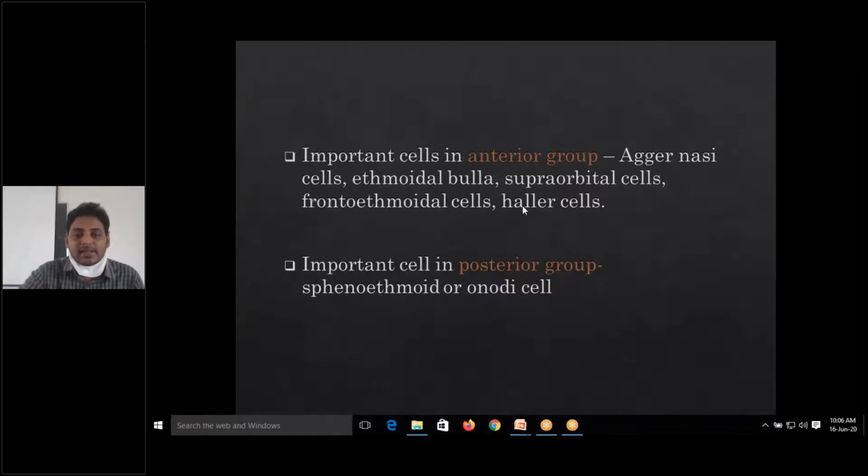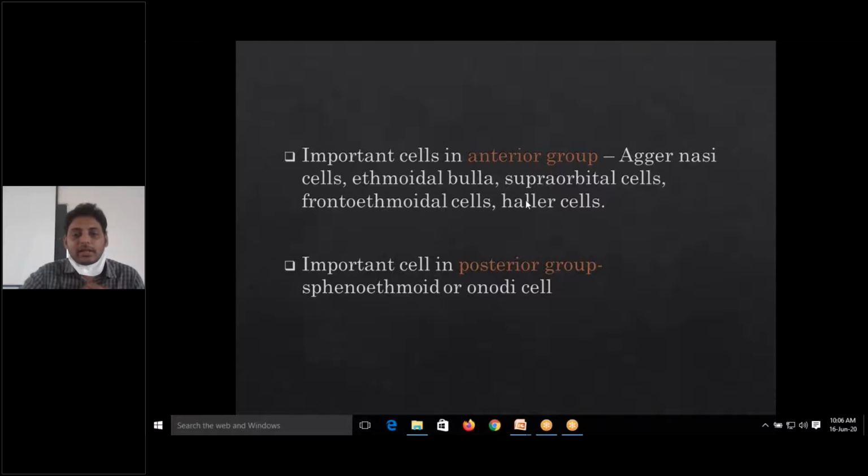And another cell is the Haller cell. As we know, the maxillary sinus roof and the ethmoid sinus are almost adjacent. If the pneumatization of the ethmoid sinus extends into the maxillary sinus, which is below, it is known as the Haller cell, which is also known as the infraorbital cell. Another name for the Haller cell is the infraorbital cell.